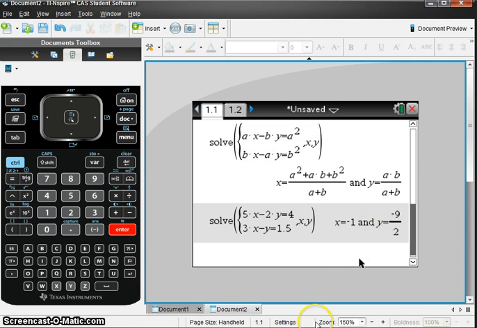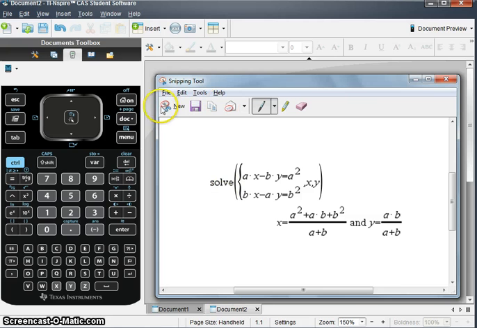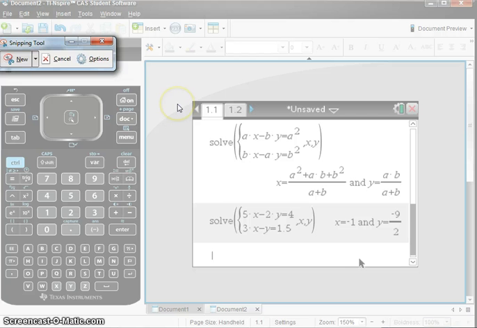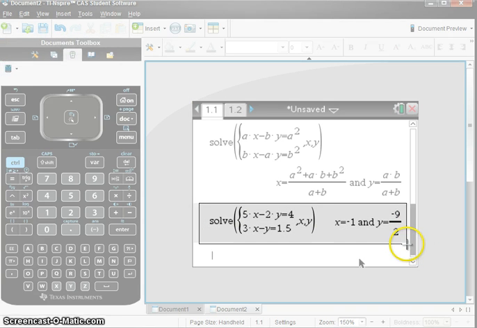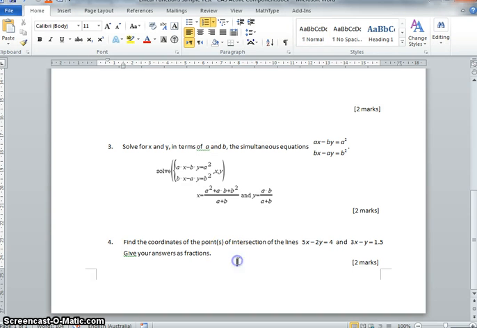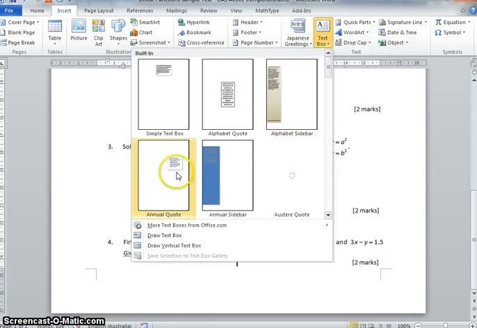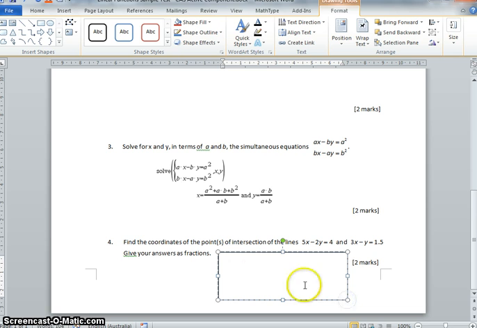Well, here's our answer. Once again, all I need to do to finish this job off is to do a new copy. I'm just going to copy this directly into my Word document. And I'll just paste it down here. Now insert. And there we have it.